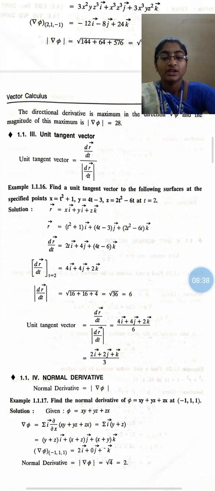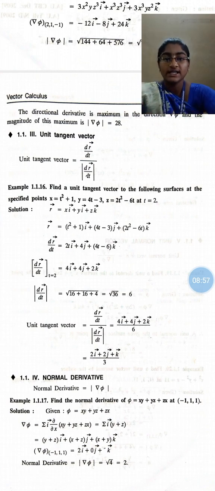First example, find the unit tangent vector to the following curve at the specified point. So x value given, y value given, z value given, and also at the point t equal to the given value. We have to find the unit tangent vector, that is we need to find dr by dt divided by modulus of dr by dt. So the r vector we know, write it as it is. Substitute for x, y, z, that is t square plus 1 for x, 4t minus 3 for y, 2t square minus 6t for z. Now differentiate the r vector with respect to t.